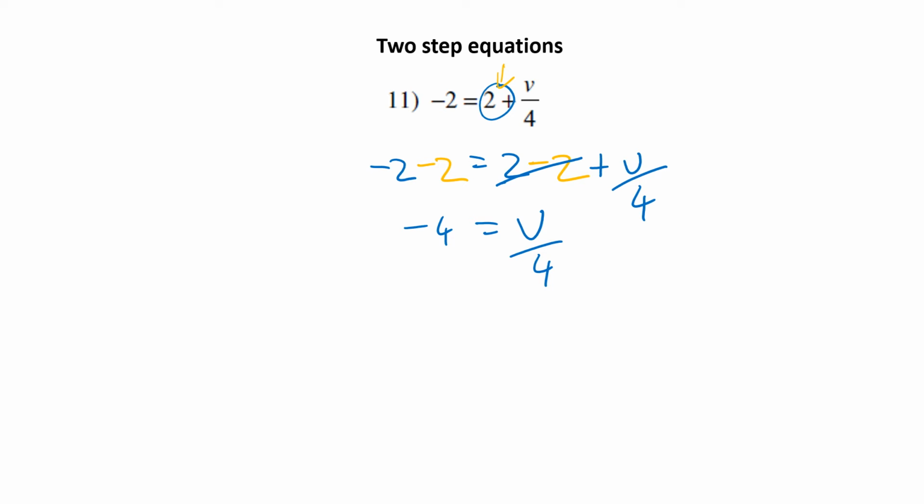Now, the next bit, remember, I want to get v by itself. So in this case, the inverse operation is going to be multiply by 4. So let's write that, v over 4 minus 4. I can go multiply by 4, multiply by 4. And that means I can cancel that out. I'm left with v. Minus 4 times 4 is going to be minus 16.